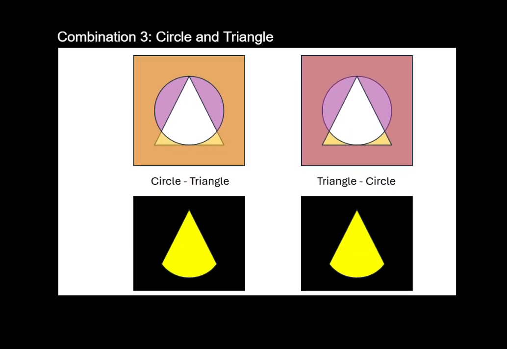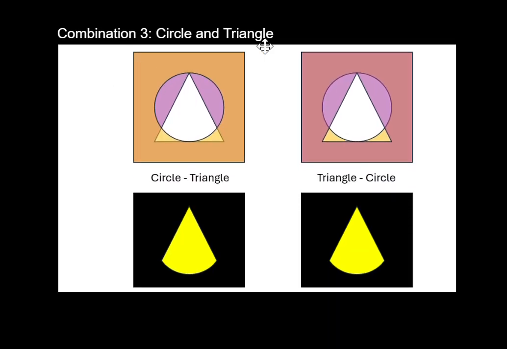Combination number 3. Now what happens if I put a circle and a triangle? This is interesting. If I put a circle first, the light will pass through the circle, but when it reaches the triangle, this part will be blocked. So it ends up like a bell shape. What you see is a bright light here, then of course this black is the shadow. So this is what will be cast on the screen.